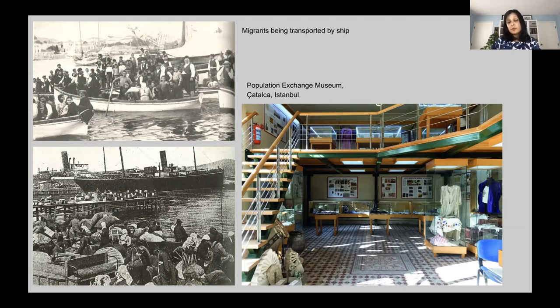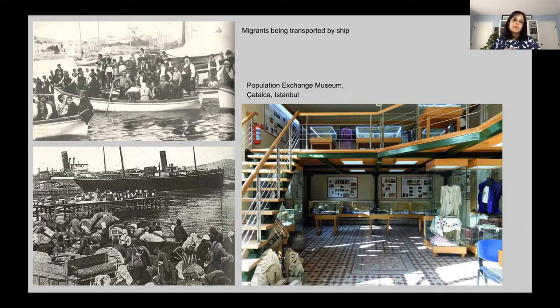and also two exhibitions. One is called The Relics of the Past of the Benaki Museum in Athens, and then the permanent exhibition that you see here on the right, the Population Exchange Museum at Çatalca in Istanbul. These images and these collections of items really speak to the trauma of the peoples who were exchanged between the two countries. You see the politicians who see this as a solution, whereas the traumas that the people face are in some ways erased out of the images that they see.